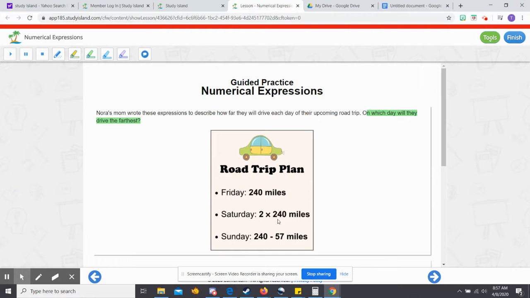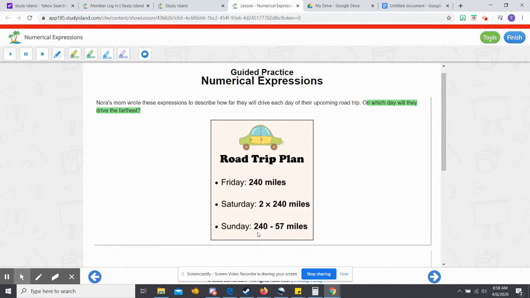I also know that it's going to be farther without even having to calculate it because I'm multiplying by a number greater than 1. I'm not multiplying by a fraction or a decimal, so this means that my product of 2 times 240 is going to be greater than 240. Now, if I look down at Sunday, because we want to check all of our possibilities, I notice that 240 is there, and then I see that we're subtracting. We're taking away from that. So that can't be more than Saturday, because Saturday we're multiplying. So Saturday would be our best choice for which day they drove the farthest.